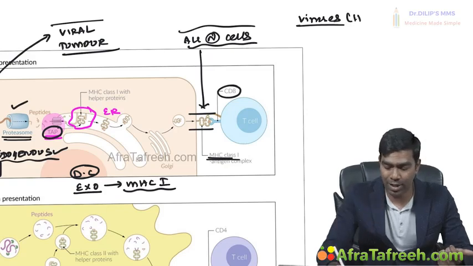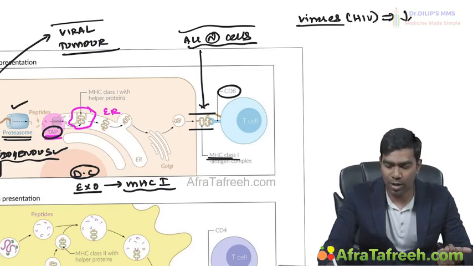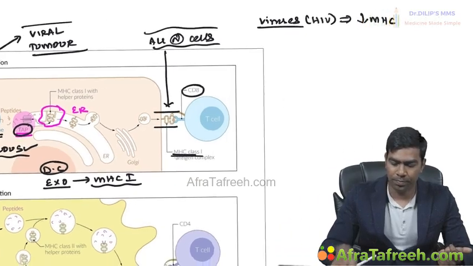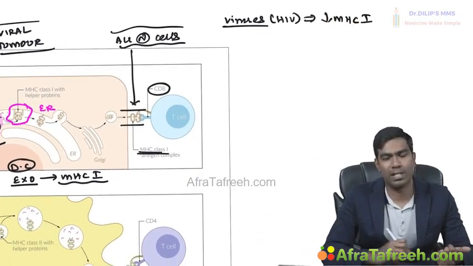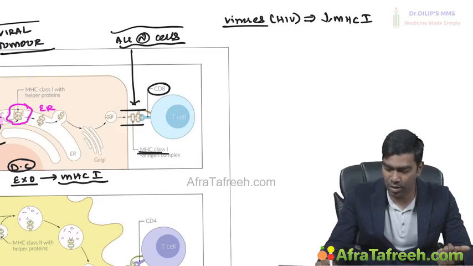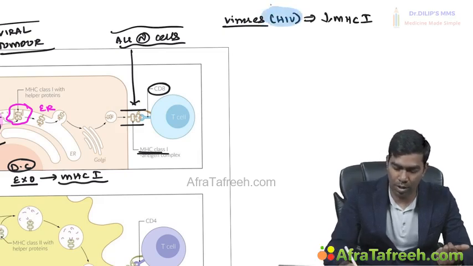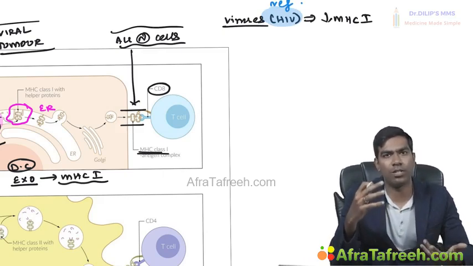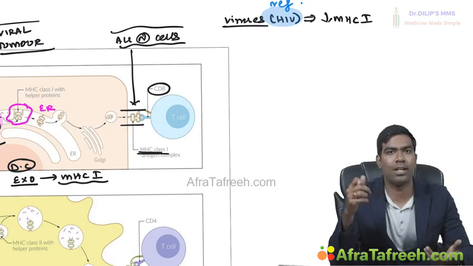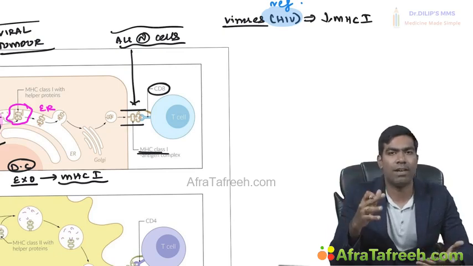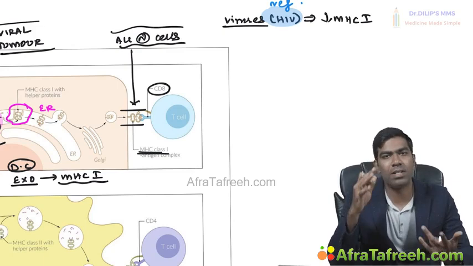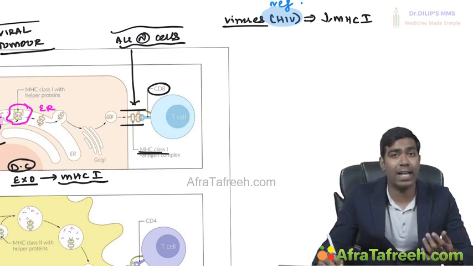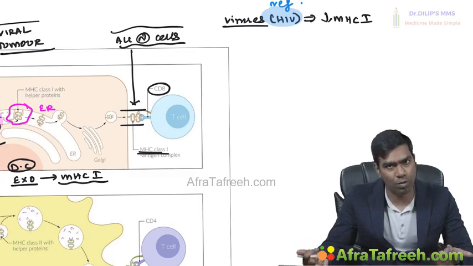So viruses like HIV can down-regulate the MHC class 1. There's a very important defense mechanism of a virus, especially HIV, where you have a protein called NEF protein. This NEF gene product is going to act on the cell, and its function is to down-regulate the MHC class 1 protein so that they can escape the CD8 T lymphocytes.